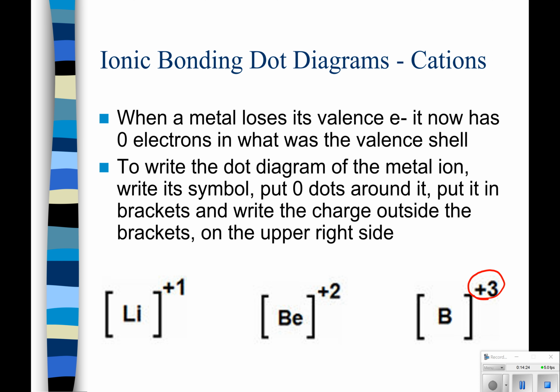So we see that the positive ions get 0 dots around the symbol, and the negative ions get 8 dots around the symbol. Then we add in our brackets to indicate the ion and the overall charge in the upper right-hand corner of that ion.